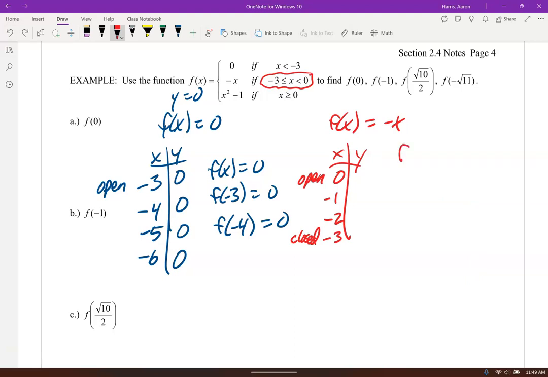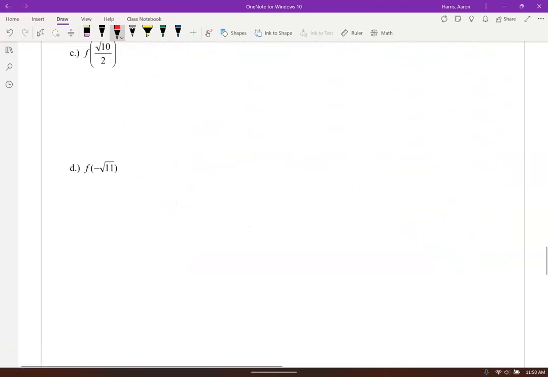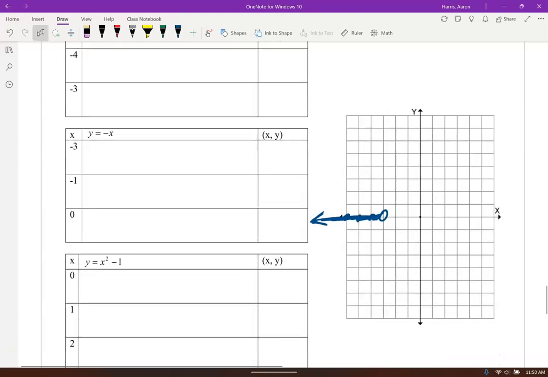So f of x equals -x. I'm going to be open. When I plug 0 in, I get 0. F of x equals -x. Let me throw in -1, which gives a positive 1. Throw in -2, which gives 2. Throw in -3, I get 3. So 0, 0 and -1, 1. Let's go throw those in.